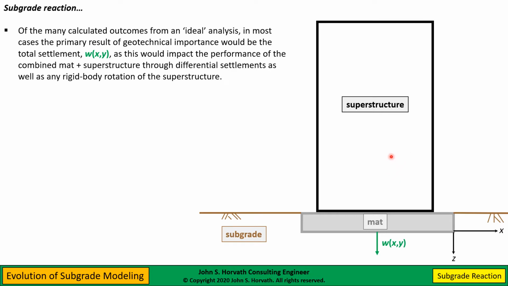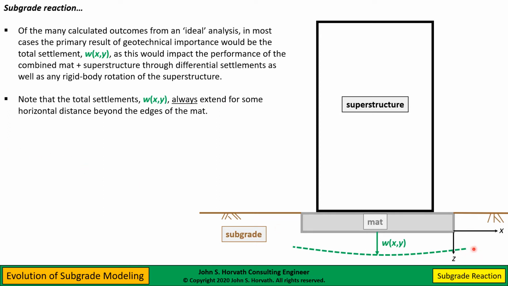Realistically, with high-rise buildings, if you resolve all the forces down to foundation level, they will not be concentric with the foundation, with the geometric centroid of the mat. You're going to have some offset. So there's always that potential for rigid body rotation of the superstructure, which obviously in a high-rise building becomes a concern because for a certain angular distortion, the magnitude of lateral displacements will increase with increasing height.